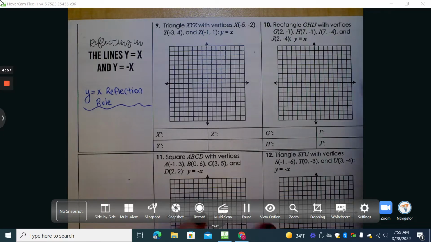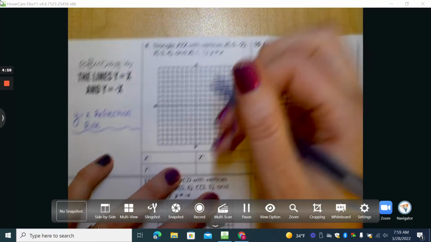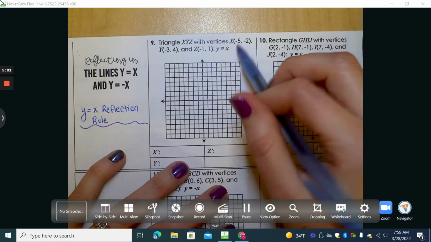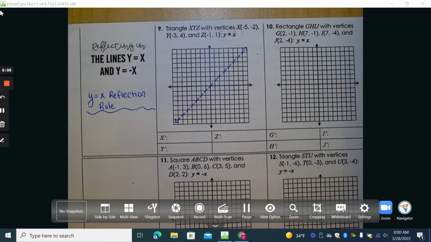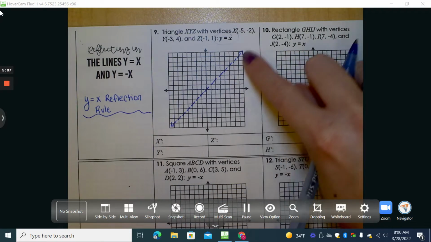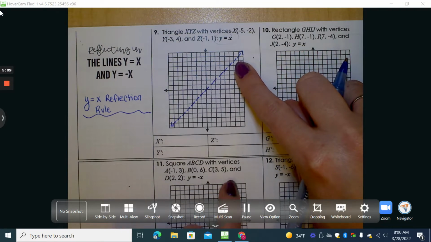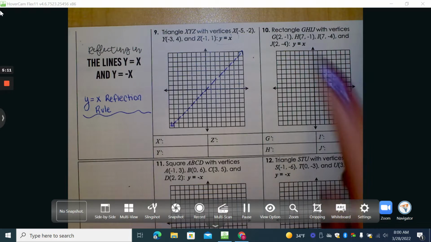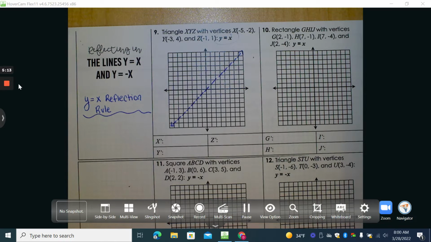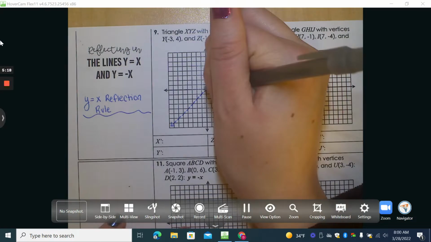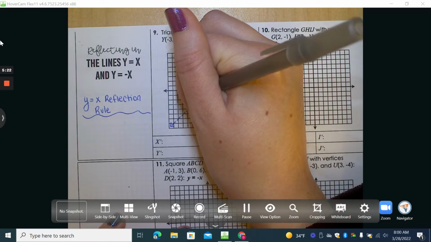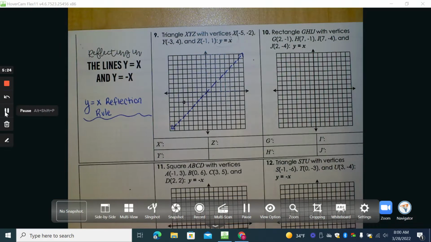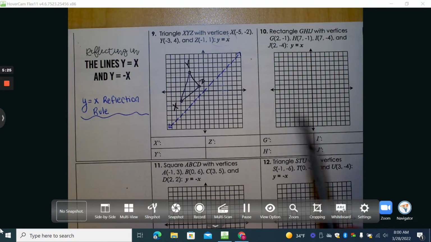On this next page, we are going to start flipping over a diagonal line. We are actually going to flip over the line y equals x. Y equals x looks like this diagonal line going across my graph paper. So I'm going to start by just graphing these 3 points, X, Y, and Z. Take a moment and graph those points. X is -5, -2. Go ahead and graph the rest of them. I'll pause my screen. And so I'll have something that looks like this.